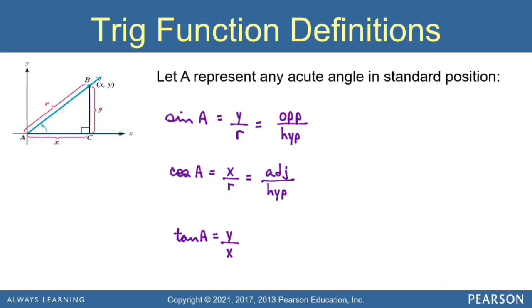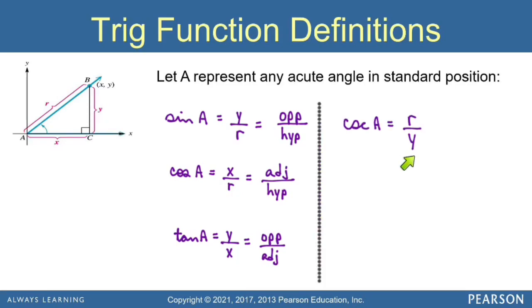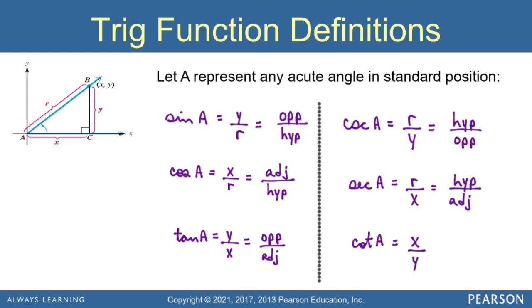And then the tangent of angle A we know is y over x, but we can now state that as opposite over adjacent. The three reciprocal functions work just the same. So the cosecant of A would be r over y, but we can now state that as hypotenuse over opposite. Secant of A would be r over x, but we can now state that as hypotenuse over adjacent. And cotangent of A would be x over y, but we can now state that as adjacent over opposite. So it's just as important to know these right triangle-based definitions as it is to know the definitions that depend on x, y, and r.